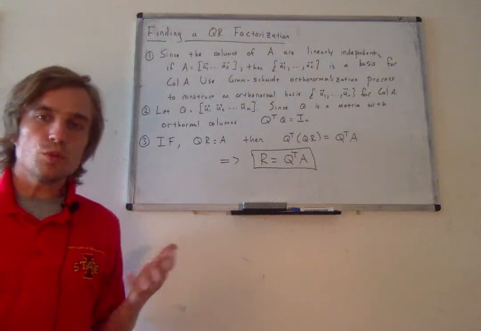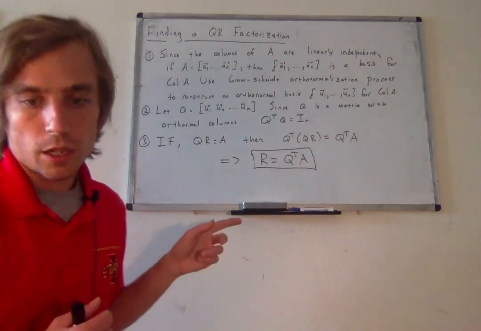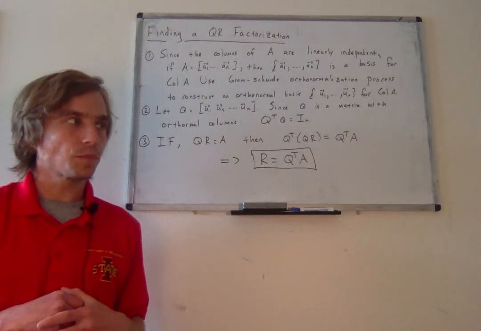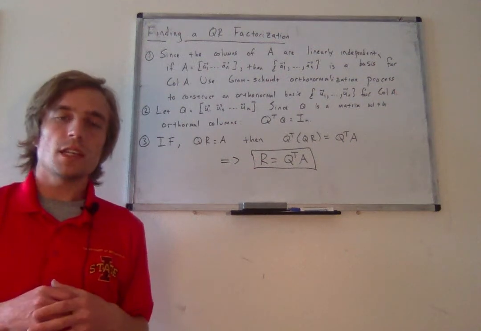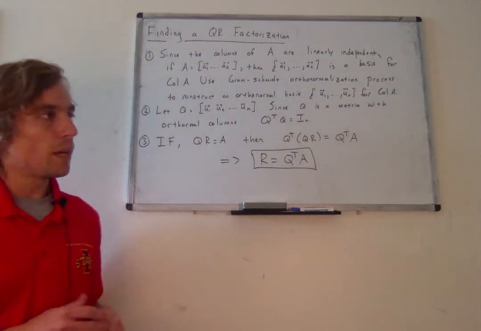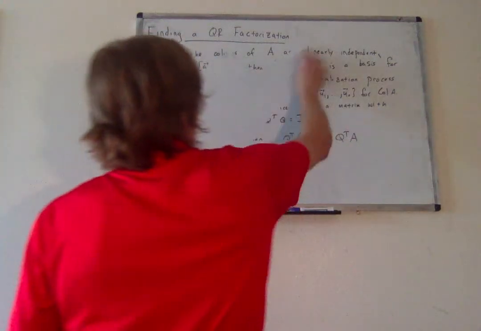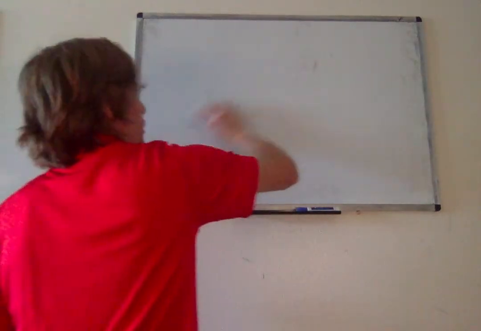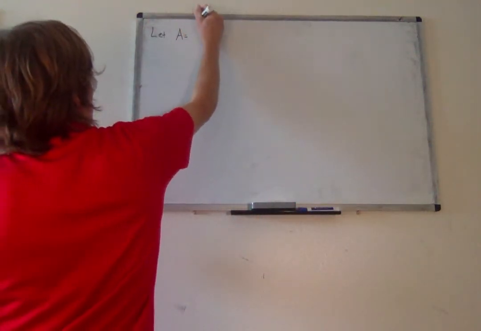And so I won't prove it here just for the sake of time, but the proof is in your book on page 359 that R satisfies the rest of the properties, that is being upper triangular and having positive entries on the diagonal. So I just want to wrap this up by actually calculating a QR factorization using this algorithm here. So we're going to let A be the following matrix.